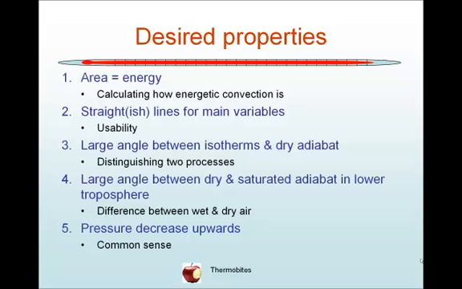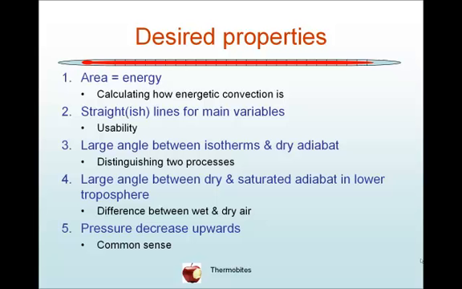We want a large angle between the isotherms, that is the lines of constant temperature, and the dry adiabats, the lines that represent the conserved process of parcels of air ascending and descending without exchanging heat with the environment. And that large angle means that we can distinguish between a process that conserves temperature and a process that conserves heat. We also want a large angle between dry and saturated adiabats in the lower troposphere. We'll define what a saturated adiabat is in a later lecture. So we need to be able to see very clearly the difference between wet and dry air.